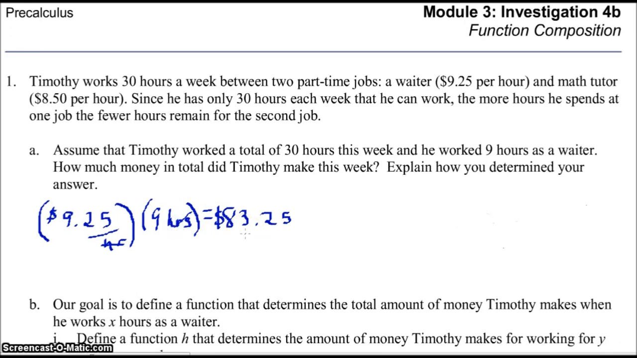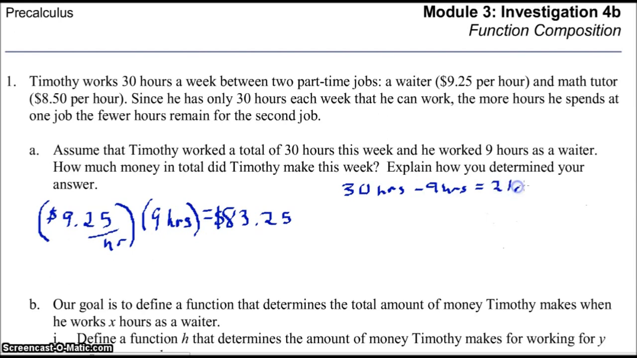Okay, next, that's just how much he made as a waiter, but we need how much he made altogether. So if he worked 9 hours as a waiter, but he's also working as a tutor, how many hours does he have to work as a tutor if he has 30 hours altogether to work? Well, we can just take that 30 hours and subtract 9 hours, and that gives us 21 hours.